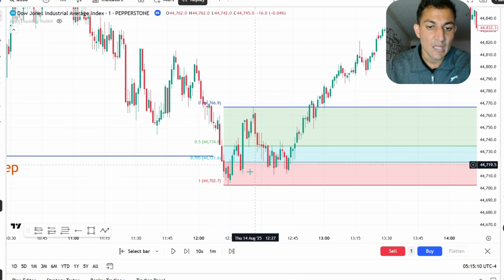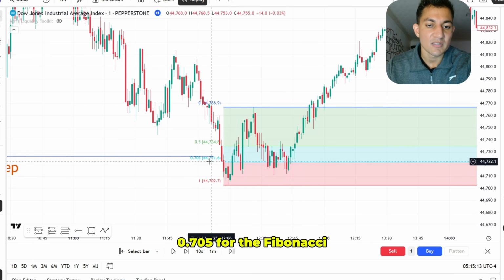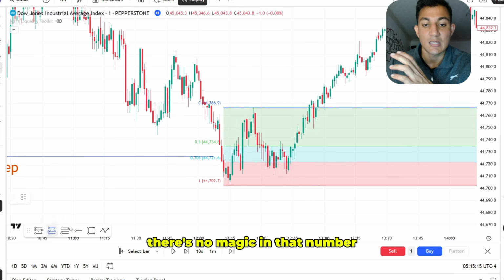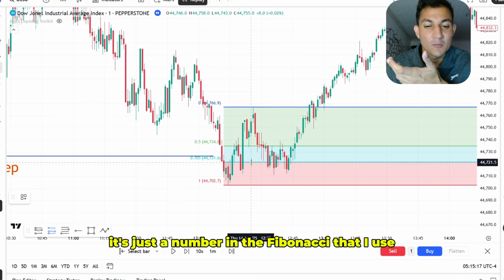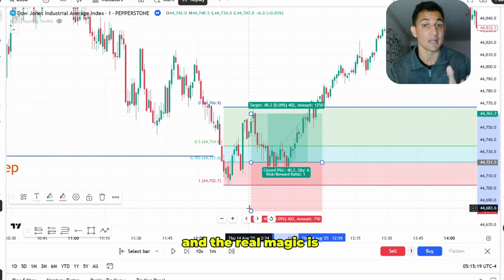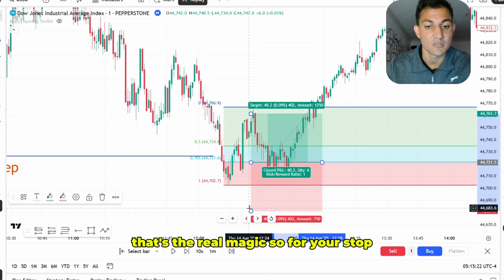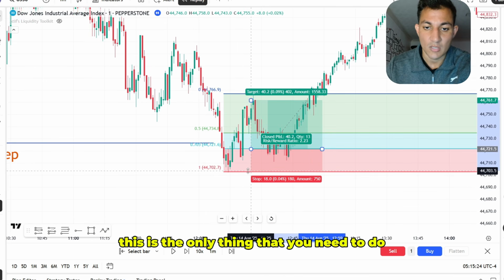So anyway. Again, for those who are wondering, 0.705 for the Fibonacci. There's no magic in that number. It's just a number in the Fibonacci that I use. And the real magic is the bias sweep entry, right? That's the real magic.